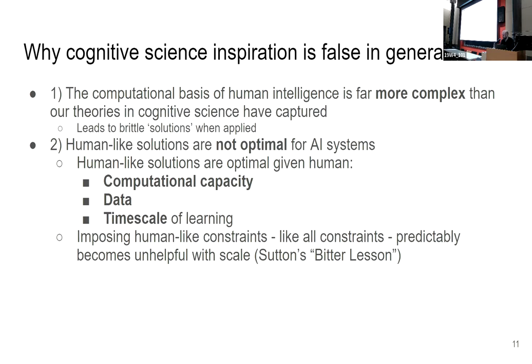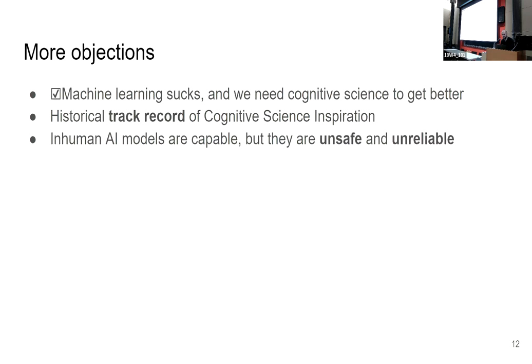And I think in general, another lesson from the past decade, if not longer, is that imposing human-like constraints on a system that's possibly going to learn in very different ways with very different resources, like imposing basically any constraint, is predictably going to become unhelpful with scale.